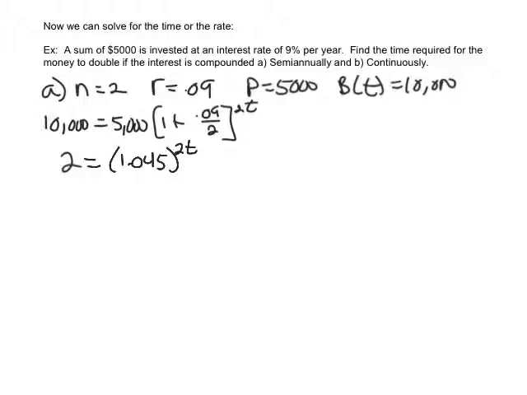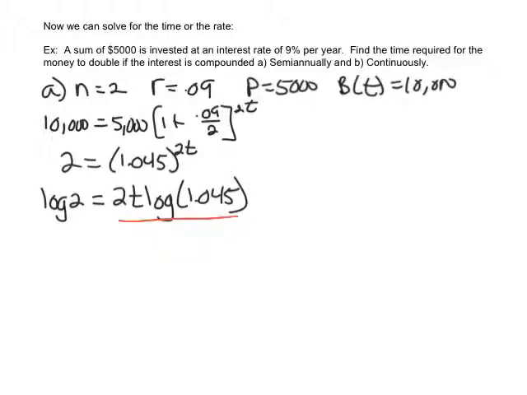It's an exponential equation. I'm going to solve by taking the log of both sides. So I have the log of 2. I'll take the common log this time. And by taking the log on this side, I'm going to bring the exponent down: 2t times the log of 1.045. Okay? And then I've got to solve for t. So I want t by himself, which means I've got to divide away the 2 and the log of 1.045.